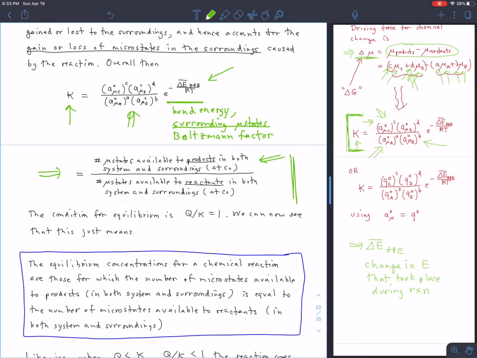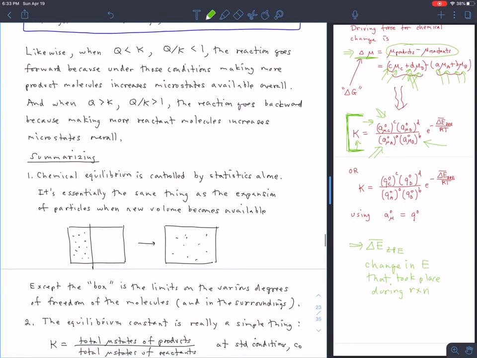And that's the thing that controls which way a chemical reaction goes, how far a chemical reaction goes, whether a chemical reaction goes forward or backwards, and whether it goes to completion or whether it stops midway, whether it goes a lot or whether it goes a little. All those things are controlled by this very simple quantity, the ratio of microstates available both before and after.